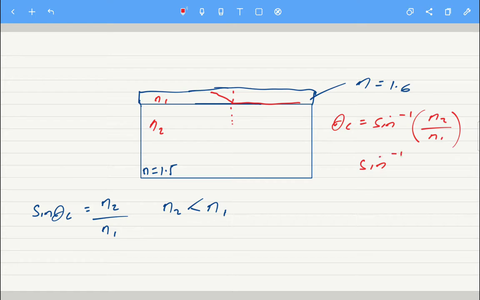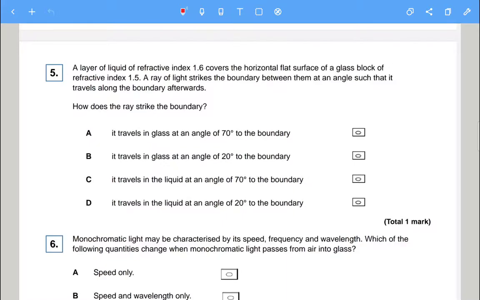So inverse sine of N2, which is 1.5, over the first refractive index, which is 1.6. And if we calculate that, we get 69.6 degrees, which approximates to 70 degrees. So it's travelling in the liquid at an angle of 70 degrees. So if we go back to the question, travels in the liquid at an angle of 70 degrees to the boundary.